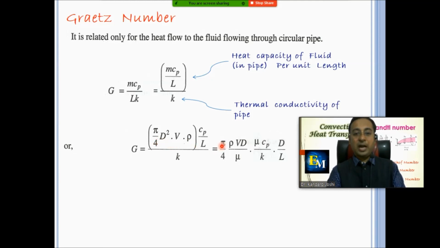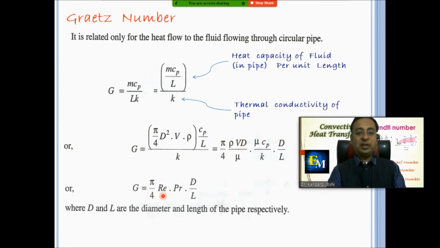So it is pi by 4 rho V d by mu into mu Cp by k into D by L. Rho is the density, V is the velocity, and D is the characteristic diameter, means pipe diameter. So if we put the value, it is pi by 4 Re into Pr. And what is the significance of the Graetz number? The Graetz number is useful in correlations for calculating the heat transfer through a pipe.